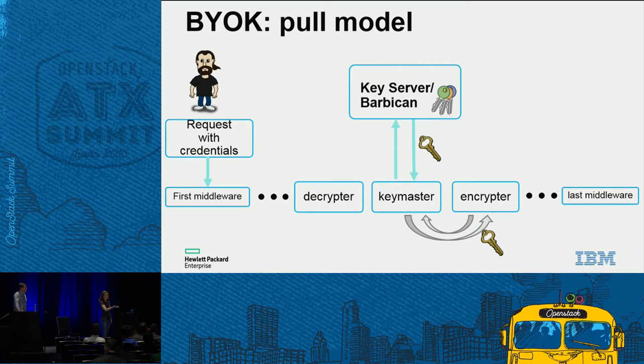So this is the pull model. The only difference is, instead of the user providing the keys on the request, the keymaster can call out to a key manager, such as Barbican, in order to get the keys. And so the client can be managing their own keys in that key manager.